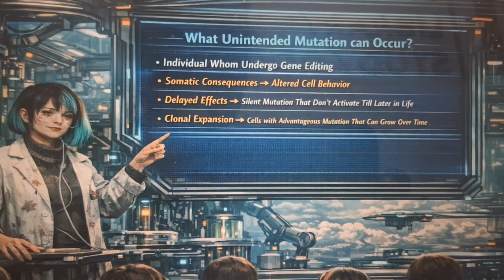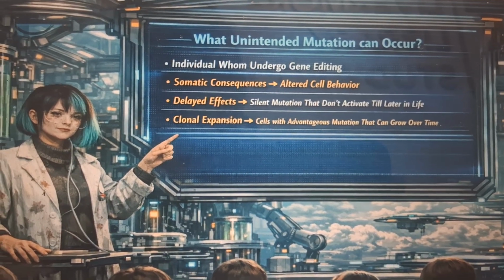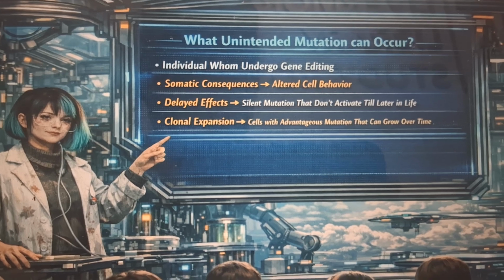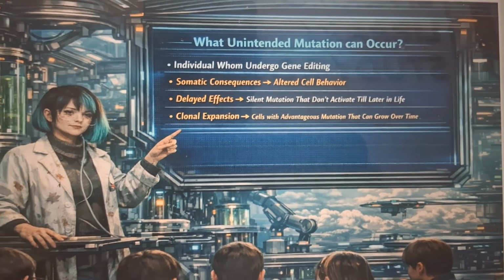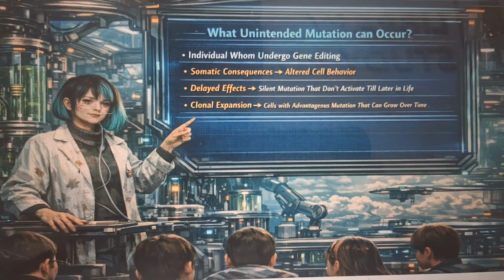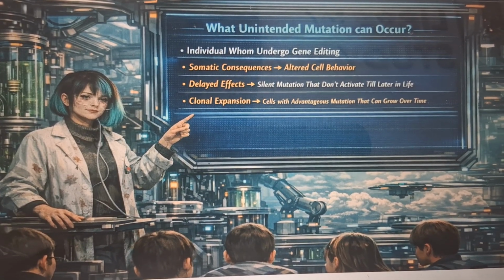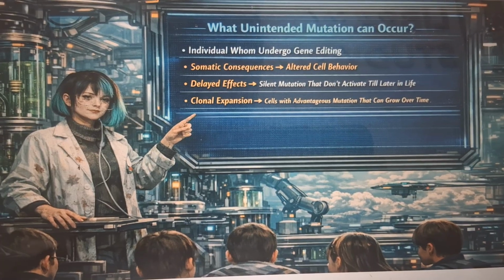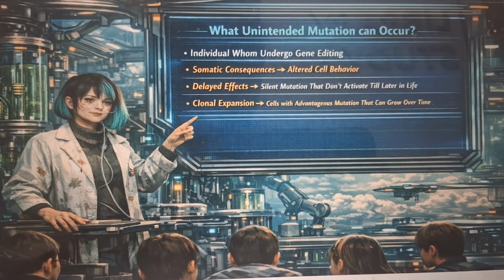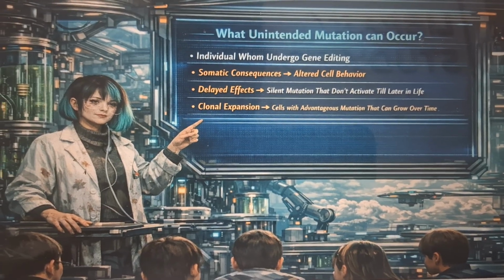So what unintended mutations can occur? In an individual who undergoes gene editing, it can lead to somatic consequences, such as altered cell behavior. It could also lead to delayed effects, such as silent mutations that don't activate till later in life. And it also leads to clonal expansion, such as cells with advantageous mutations that can grow over time.